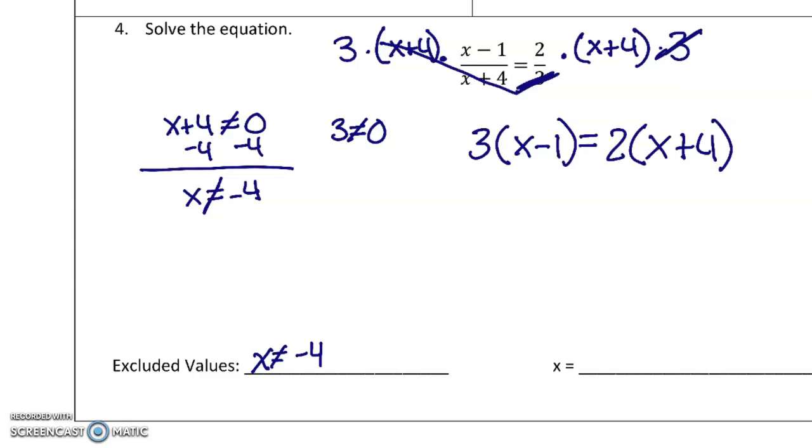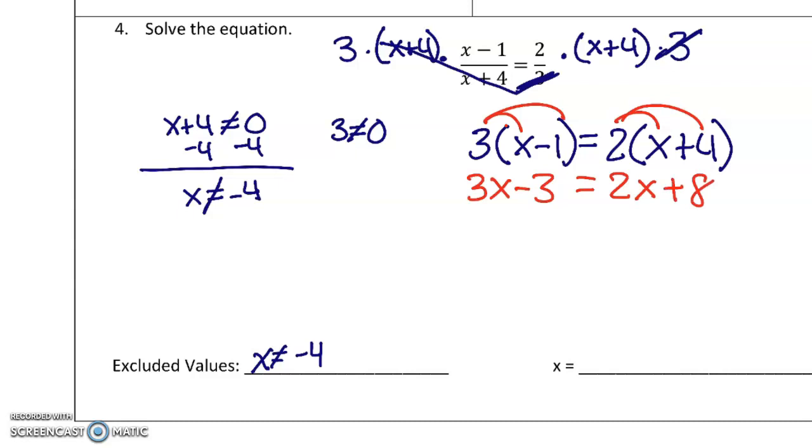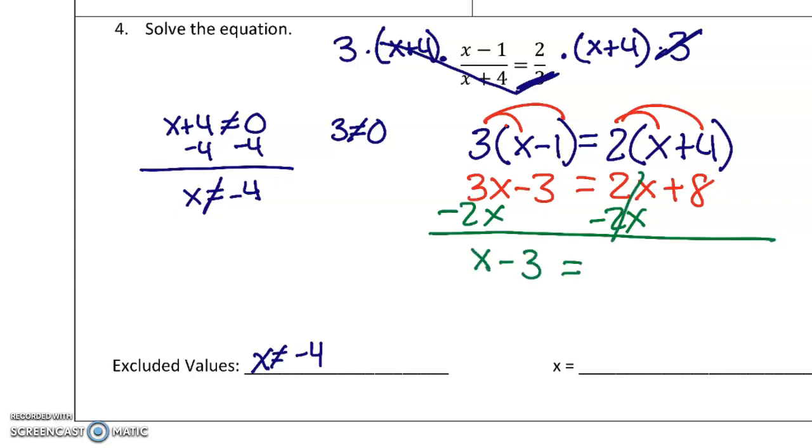What is my vocab word that tells me to multiply? What am I going to do? I'm going to distribute. So those parentheses tell me to distribute, which means multiply. I get 3x minus 3 equals 2x plus 8. What would you like me to move now? The x's, okay? And you chose 2x. Those are the easier ones to move because they're smaller, so I agree with you. When I do that, I get x minus 3 equals 8.